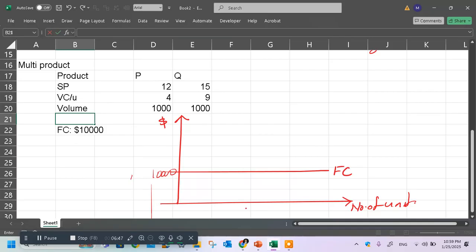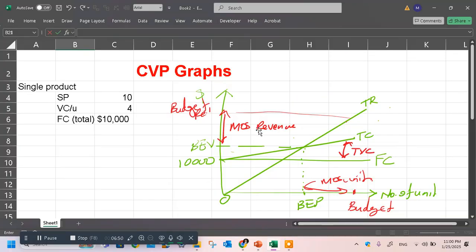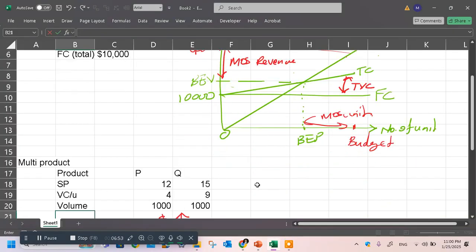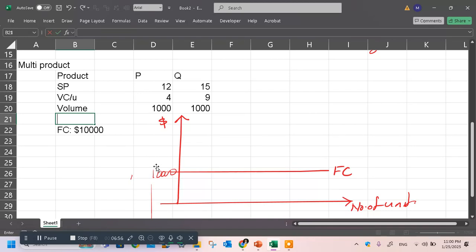Now total cost, here it was only one product, so it just increased at one rate. Here you have two products. So if I take P first, number of units 0, let's mark 1,000 units here, 2,000 units here. First 1,000 units will be P. After 1,000 it's going to be Q, isn't it? Because you have 1,000 units, 1,000 units. First 1,000 I am assuming P, and the next 1,000 is Q. So first variable cost is increasing at a rate of $4.